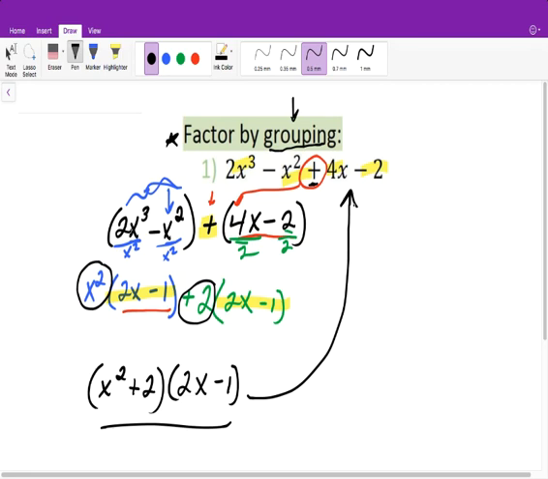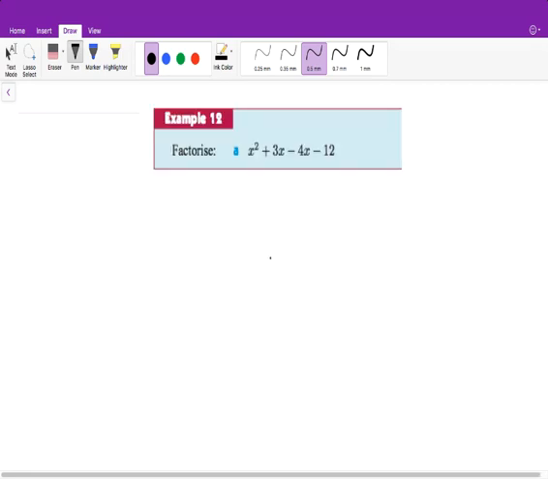Right? That is factor by grouping. We're going to do a couple more examples as well. All right, with this problem here, it just says factorize, and when we first look, it does appear that we do have 4 terms, so we can say we're going to do factor by grouping.